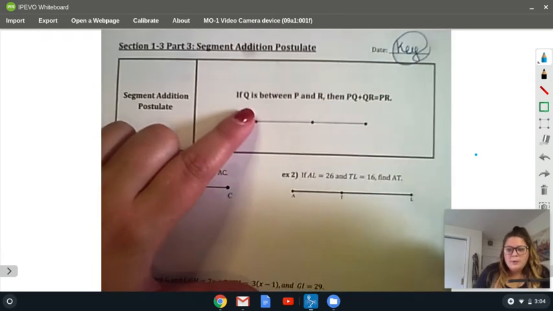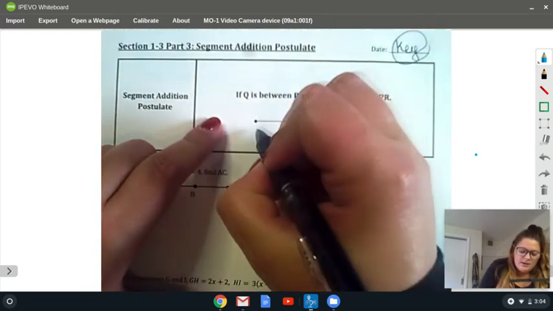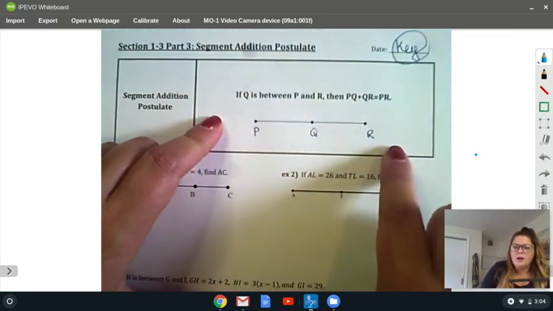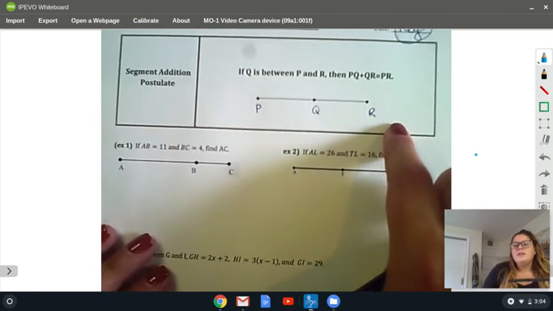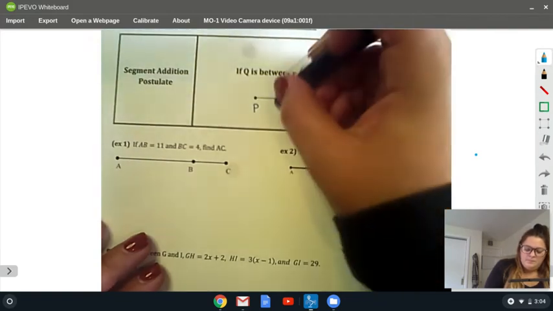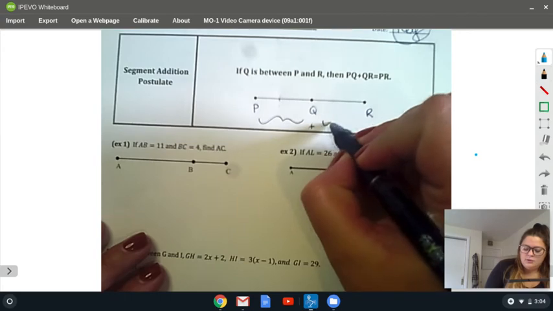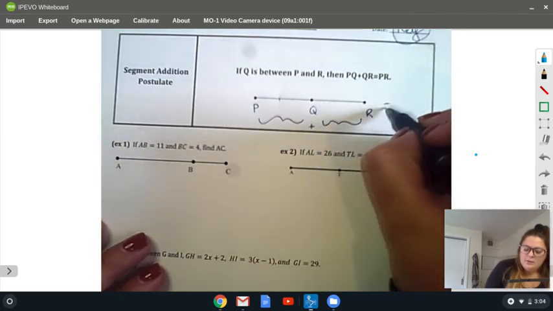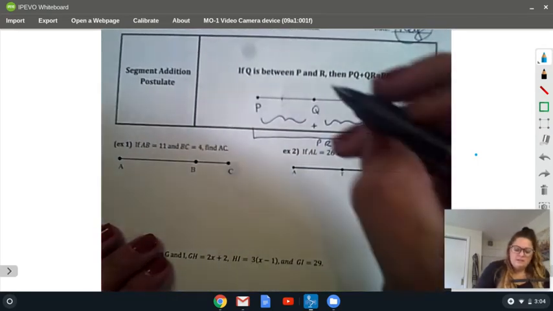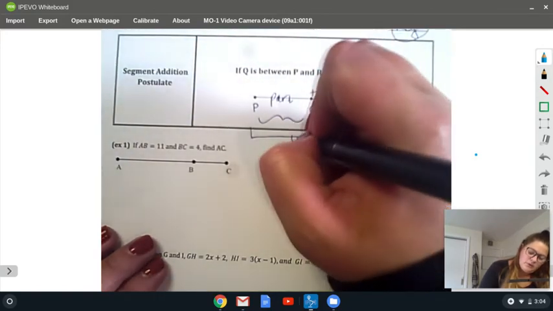So if Q is between P and R, that means Q has to be in the middle. I'm going to put P here and R here. I usually just go alphabetically with that. So P comes before R in the alphabet, so I'll put it first. They're telling us right here that PQ plus QR equals this whole thing, PR. So all this is a part plus a part equals the whole thing.